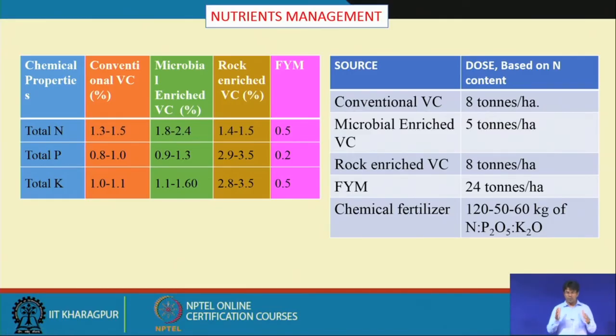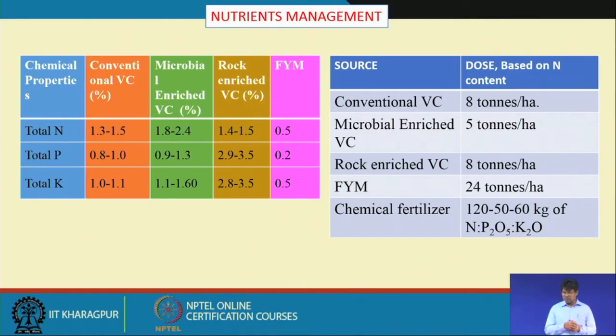So, to reduce the quantity of compost or organic sources, we need to go for enrichment. If we go for enrichment, we can apply a smaller amount, which is very feasible, and at the same time we can meet the requirement of the crops to have better growth and yield.